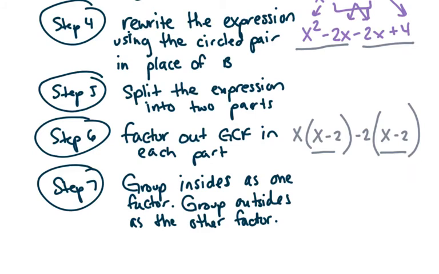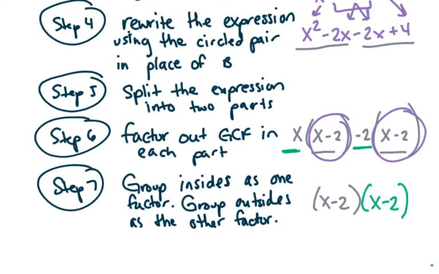So now my first factor is going to be what's in my parentheses, x minus 2. And I only write it once, so that comes from here. My second factor is going to be to group the outsides. So I just grouped the insides. Now I'm grouping the outsides. The outsides are what's in front of my parentheses. So x minus 2 is my second factor.